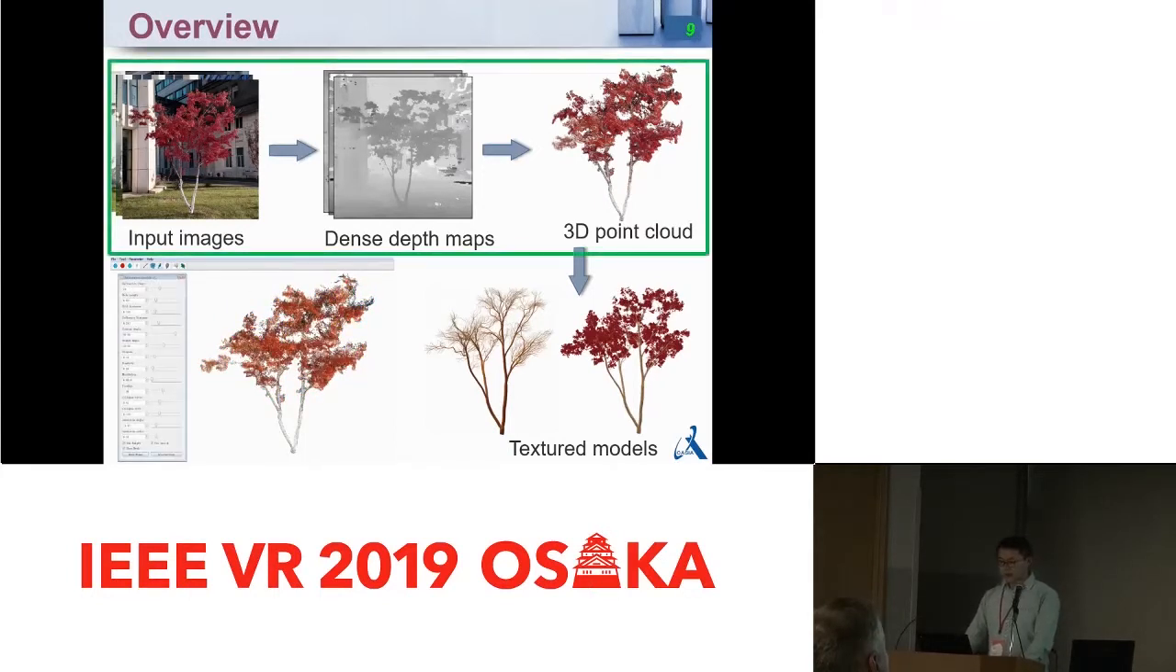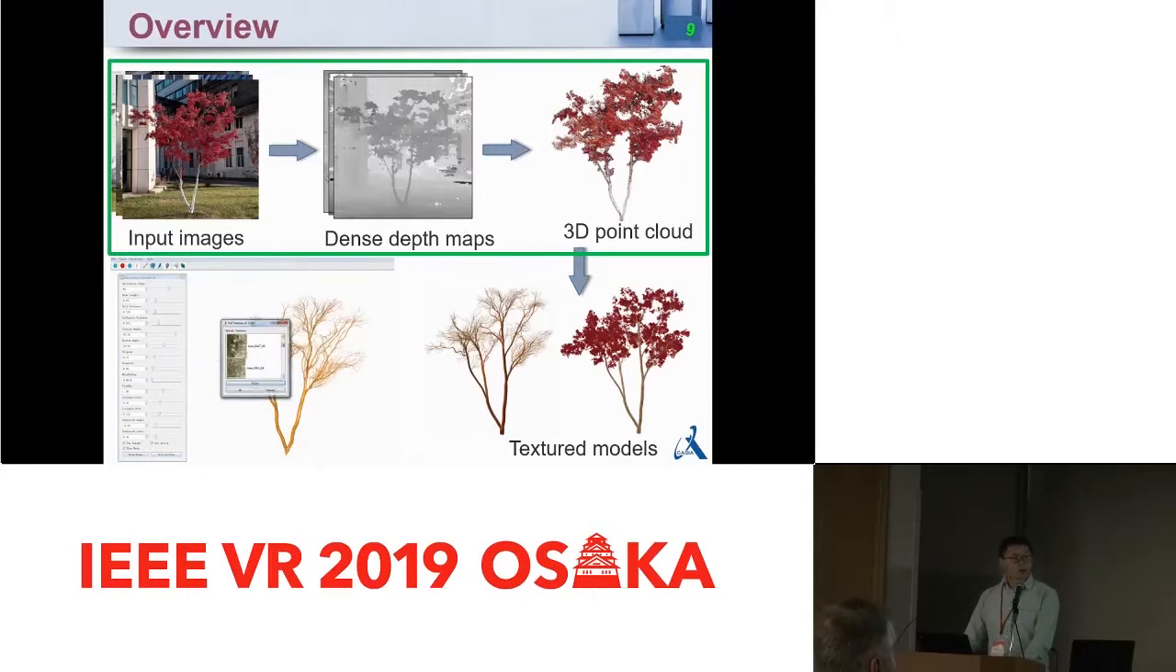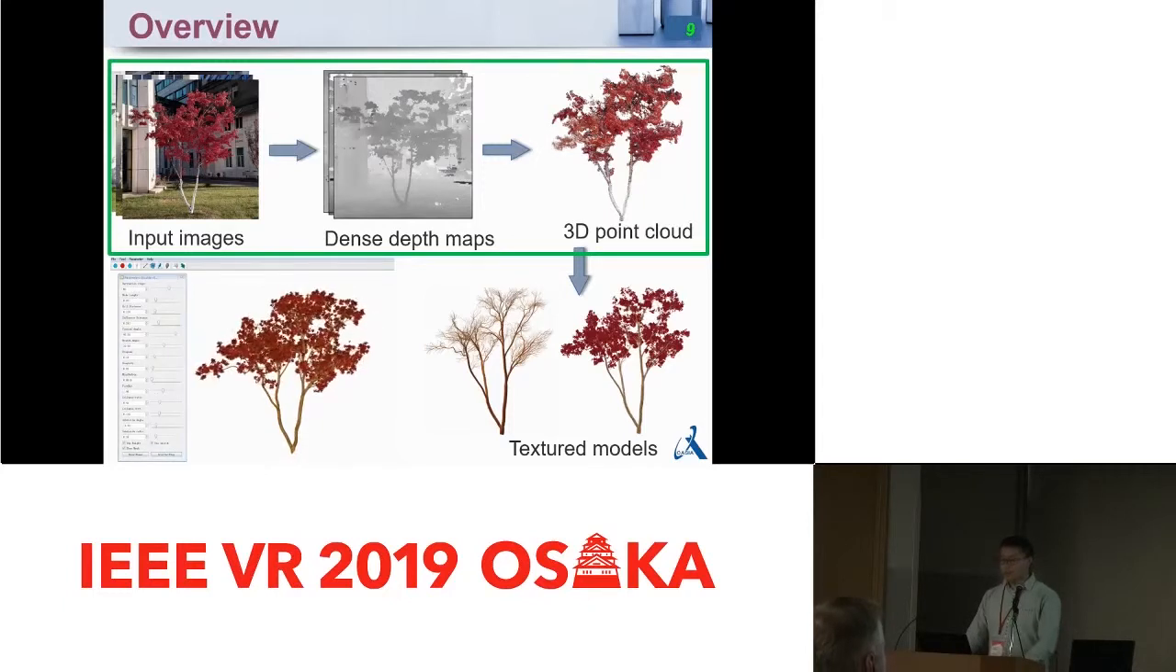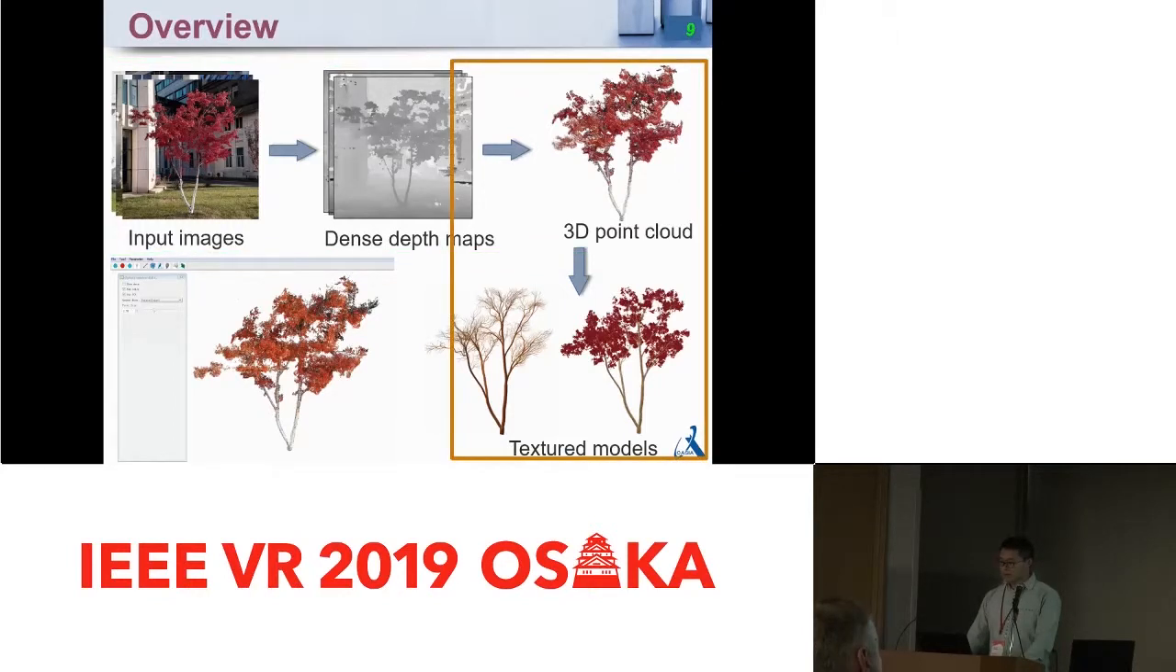In the first step, given the input images, we develop an effective approach to compute the dense depth map for each view. Then the depth maps can be easily combined into a single 3D point cloud. In the second step, we regard the point cloud as the soft constraints to guide the plant modeling. Finally, the 3D skeleton is converted into the plant geometry by measuring the branches and adding leaves.